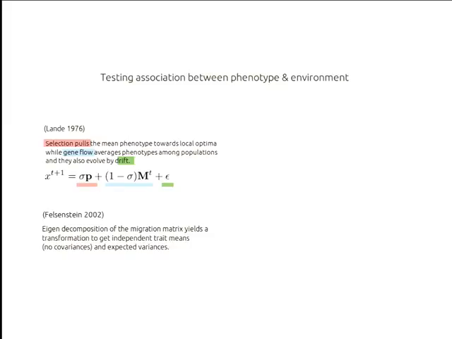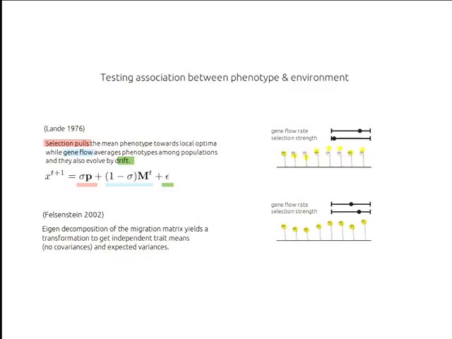So you can think of this as these yellow dots being the local optima. And if there's a huge amount of gene flow, then all of the populations are homogenized, so they can't reach their local optimum. But if you crank up selection such that it overcomes gene flow, then they can diverge from that homogenized state and adapt to their local optima. So Felsenstein shows that if you can actually measure the amount of gene flow that's going on between these populations, then you can get at how much selection has actually occurred.